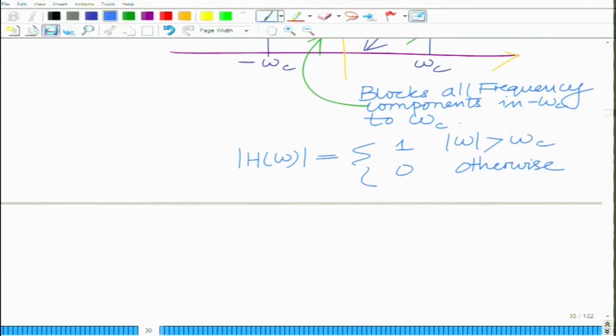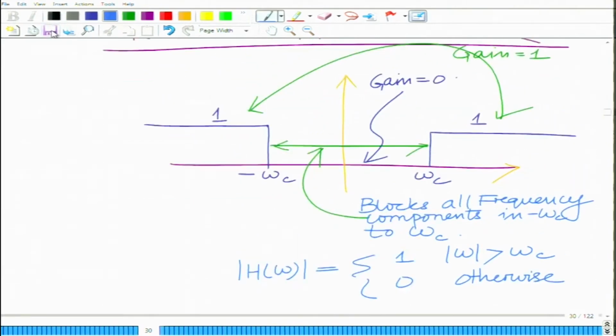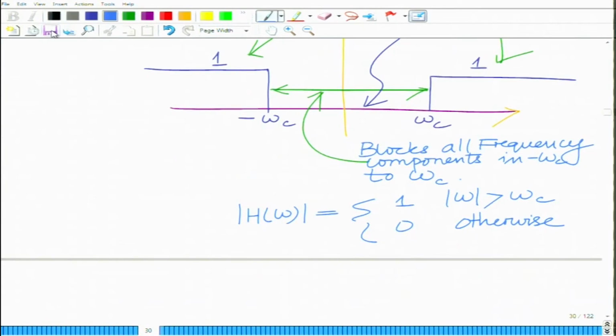So this is an ideal high pass filter. It blocks all the components in the low frequency region, that is from minus omega c to omega c, and allows only those frequency components which are greater than omega c or less than minus omega c to pass, with unity gain in those frequency bands. And obviously once again it is very difficult to design high pass filters with such sharp edges.